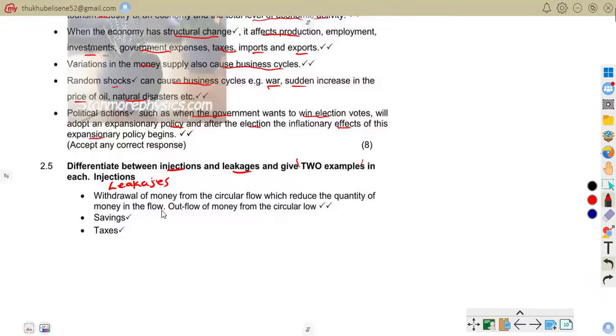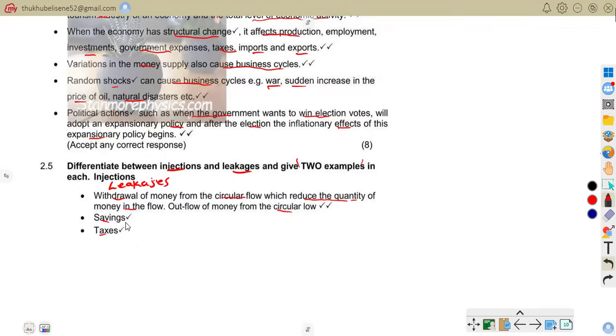So we are now starting with linkages. As it says, it's a withdrawal of money from the circular flow, which reduces the quantity of money in flow. Outflow of money from the circular flow. So it means it reduces money available for spending. You can talk of, for example, household saving money. So we're talking about savings as well as taxes.